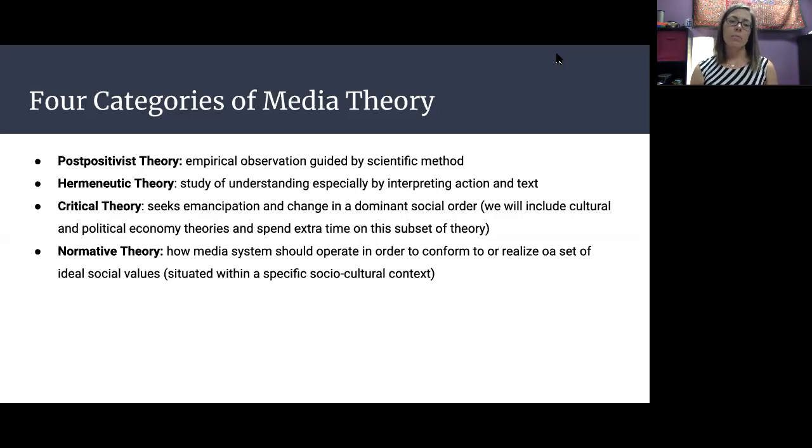Critical theory really challenges the dominant social order. We're including cultural and political economy theories, and usually we'll spend more time on it. I think this class will get into this earlier and spend more time on it. But critical theory looks at the fact that there is a dominant order, that there are players politically and socially that have more power, that influence our society and our mediated society and media, and that often that means that power is subjugating people with less power from marginalized communities. So critical theory really looks to flip that and examine it and question the dominant social order.